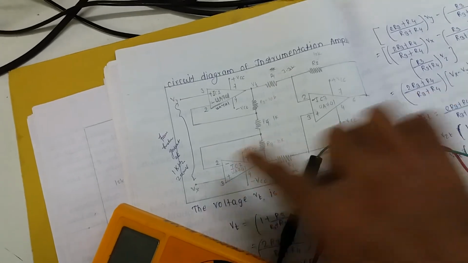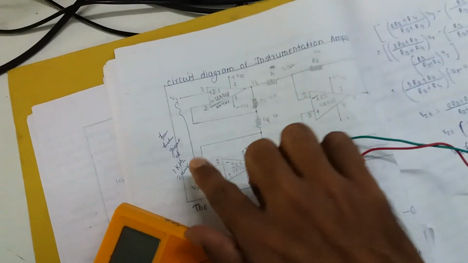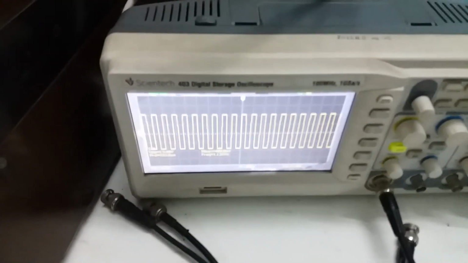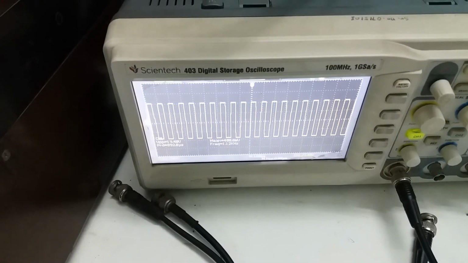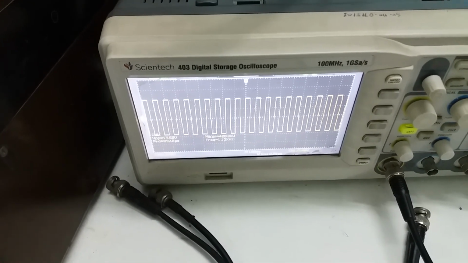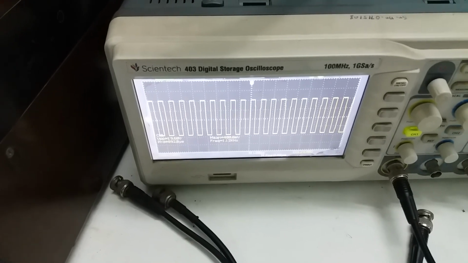The frequency I have not varied, I kept it constant. What is my output? 19 volts. See, this is the waveform, so the waveform is produced. The voltage is 19.40 volts, and the frequency is 1.2 kilohertz only. I have not touched the frequency.